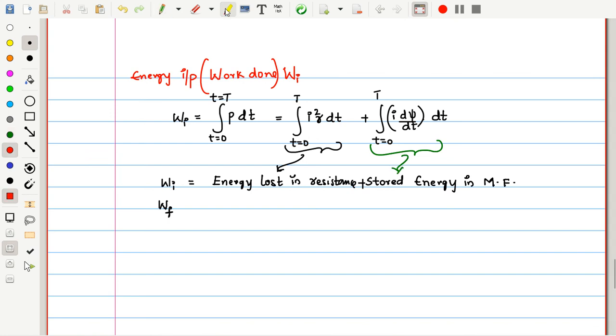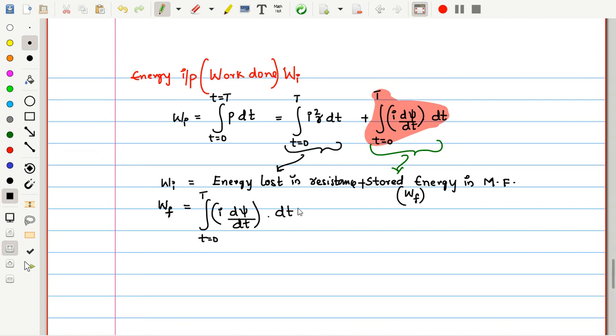Now the very important thing is this second term. The loss component is not so important, but the second term is the stored energy. The stored energy hereafter we represent as WF, the energy stored in the magnetic field. So how much is that WF? Integral over t equal to 0 to T. Let me write the same expression and later simplify, I d psi by dt whole into dt.